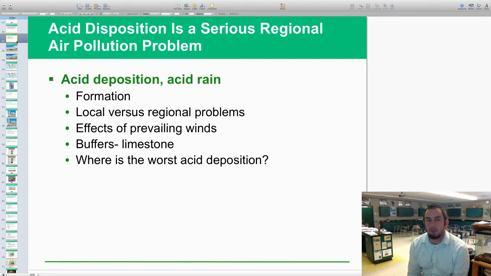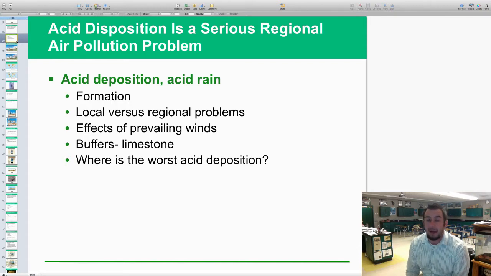That's what we probably call it, but it's acid deposition because it can come down in many forms. It can come down as a solid or a liquid, so we call it deposition as it's being deposited from the atmosphere. Today we're going to look at how it is formed and created, and we'll look at local versus regional problems. We'll give some examples or case studies on that too.